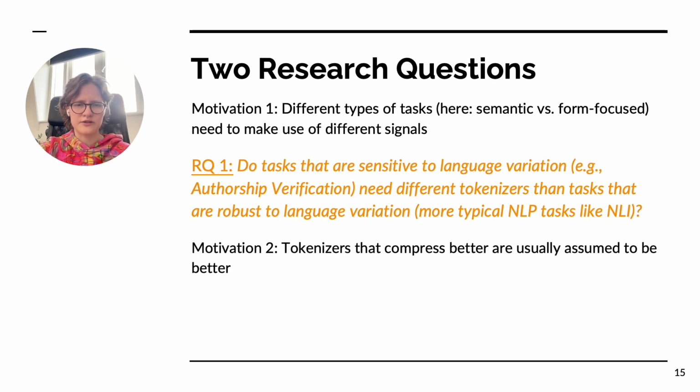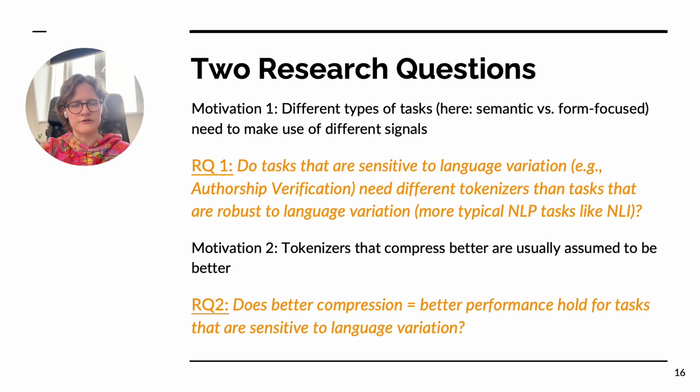The motivation for the second research question was that tokenizers that compress better are usually assumed to be better. Compress here means that they are better able to compress text. And the resulting research question would be: does better compression lead to better performance for tasks that are sensitive to language variation?